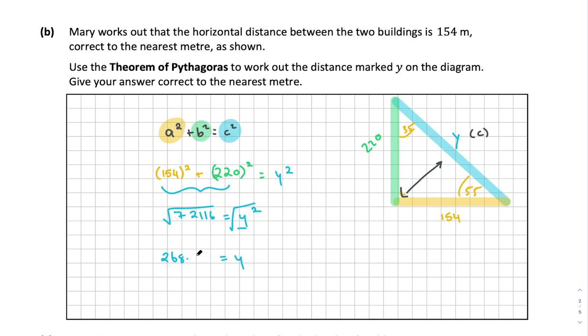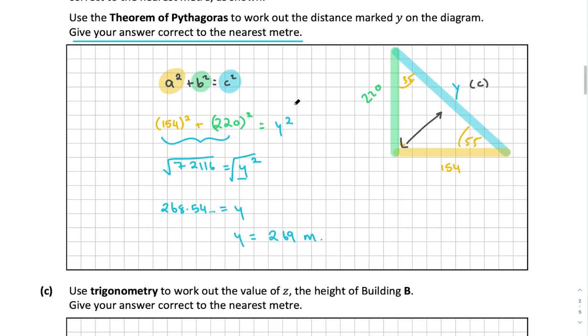Now look at the question. Give your answer correct to the nearest meter. So if I have 268.54, then to the nearest meter, y is going to be equal to 269 meters. So be careful with that one. Make sure you've read all parts of it. Make sure you've read that they asked for Pythagoras' theorem. You had to use that, and then take a look that you've recorded your answer in the way that they wanted it, which was correct to the nearest meter.